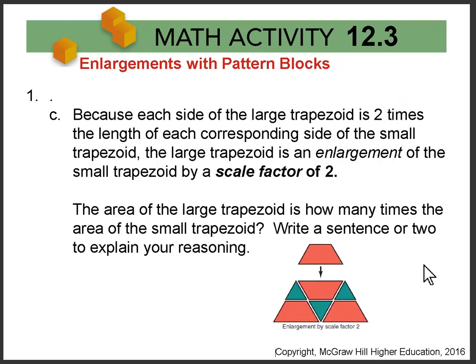In part C, because each side of the large trapezoid is 2 times the length of each corresponding side on the small trapezoid, the large trapezoid is an enlargement of the small trapezoid by a scale factor of 2. The area of the large trapezoid is how many times the area of the small trapezoid? Write a sentence or two to explain your reasoning.